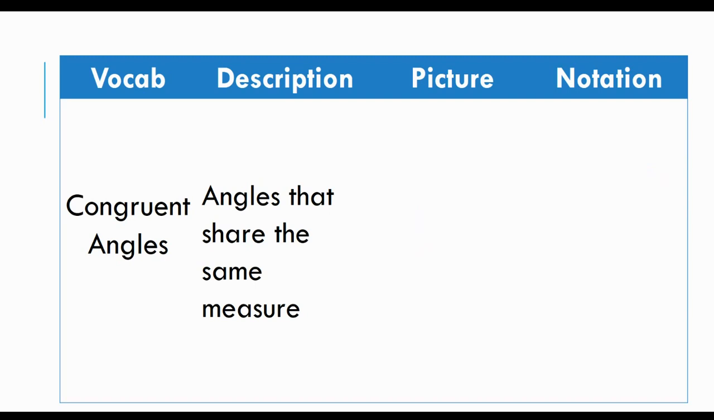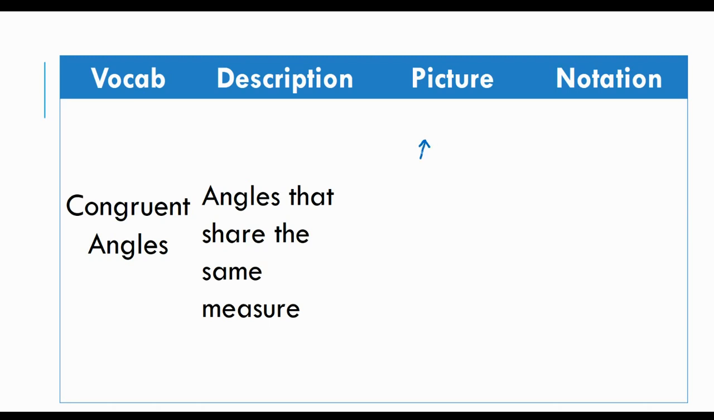Congruent. Congruent angles are angles that share the same measure. So congruent, we can think of a lot like the word equal. Equal is something that we've been talking about since the beginning of math. When we were solving an equation, we put two things equal to each other. So congruent is very similar to that. Angles that share the same measure, we say we have congruent angles.